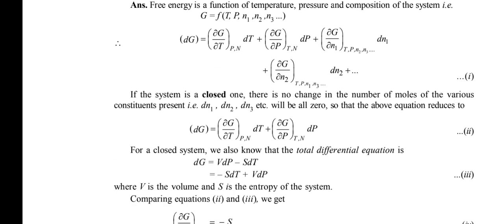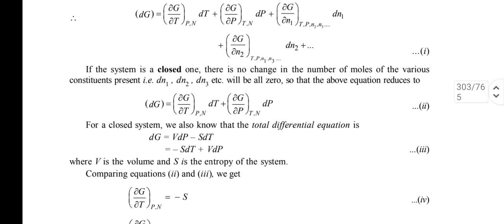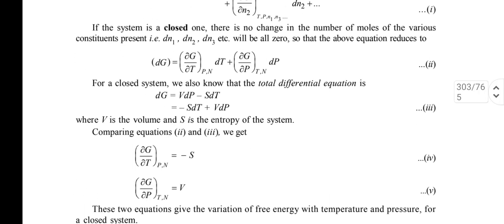If the system is closed, there is no change in the number of moles of the various constituents present, that means dn1, dn2, dn3 etc. will all be zero, so that the above equation reduces to dG equals (∂G/∂T) at constant pressure and number of moles into dT plus (∂G/∂P) at constant temperature and number of moles into dP. For a closed system, we also know that the total differential equation is dG equals VdP minus SdT, equal to minus SdT plus VdP, where V is the volume and S is the entropy of the system.